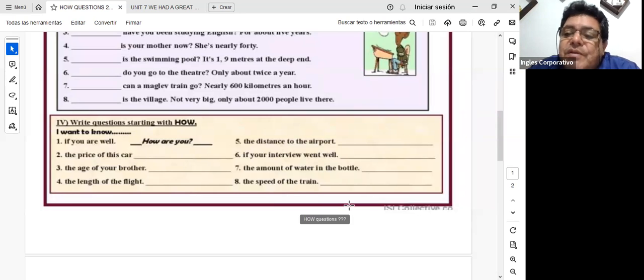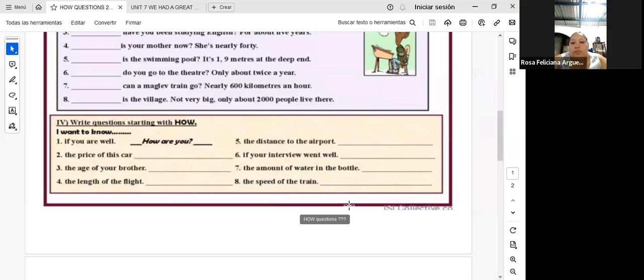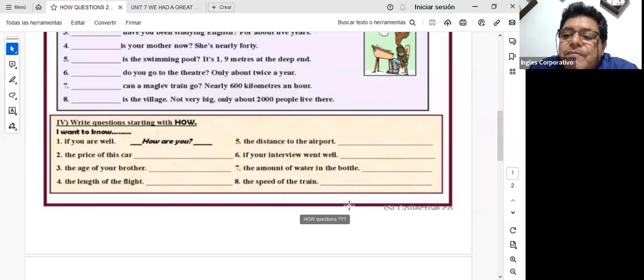How far? Example, I ask you, how far is the airport from San Salvador? How far is Comalapa Airport from San Salvador? How far is Ilopango Airport from San Salvador?